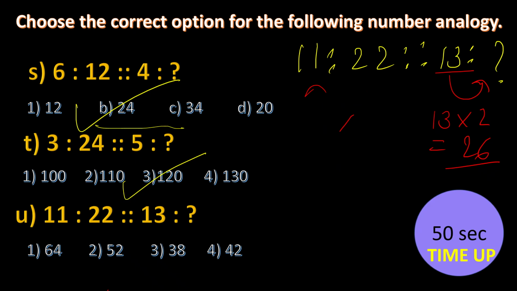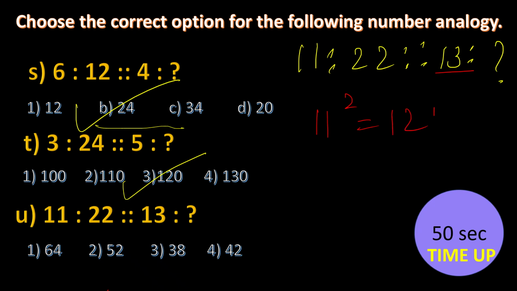Correct? So what is the logic here? Try to think. Can square work? 11 square is 121, but we need 22. So square won't work. If square won't work, will cube work? No. So what is the logic here then? Go with multiplication. 1 into 1 doesn't give 22. 11 twos are 22, but 13 twos are 26 is not there in the options. Then the last priority list, if you check, you will remember addition or subtraction.